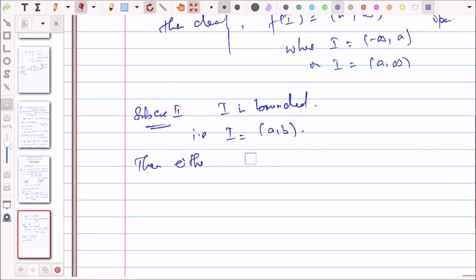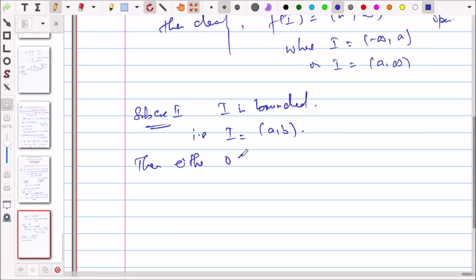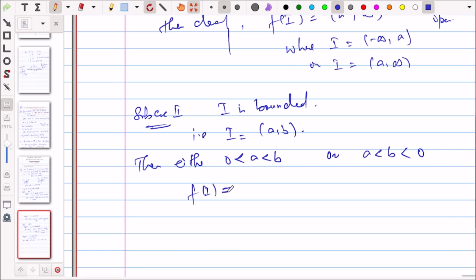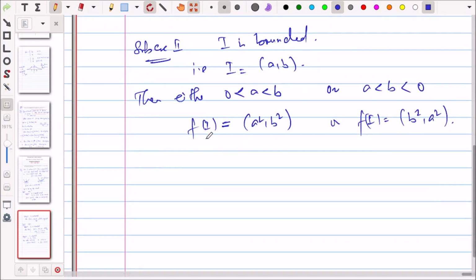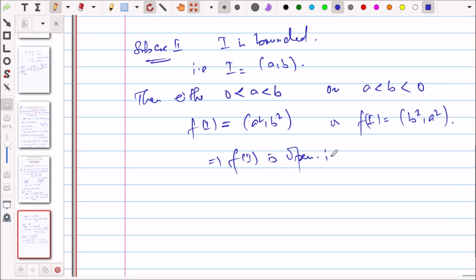Either 0 is less than a less than b, or a is less than b less than 0. So in this case f of I will be, because both are positive, a square will be smaller than b square, so it will be a square to b square, or f of I will be from b square to a square. So in either case, this implies f of I is an open interval.